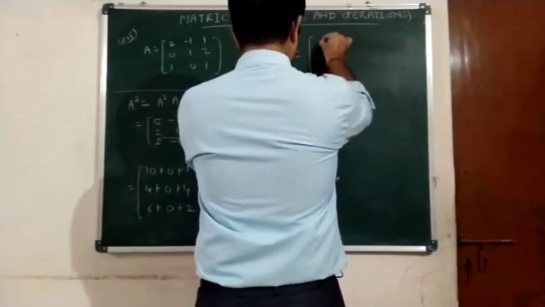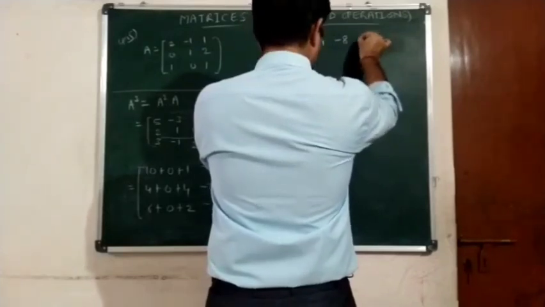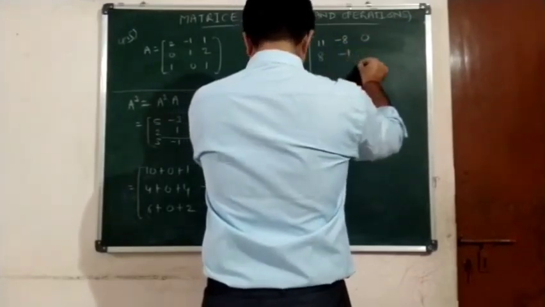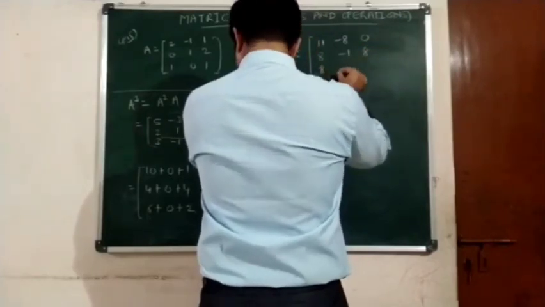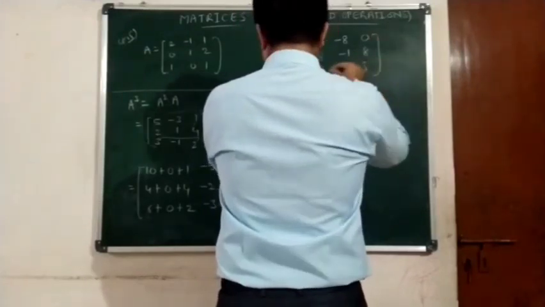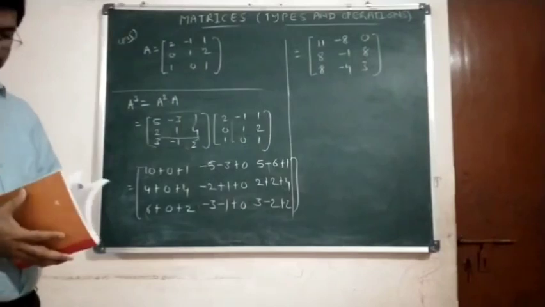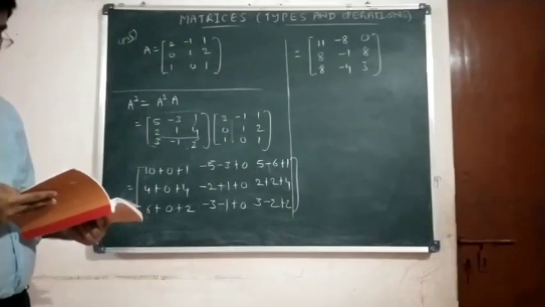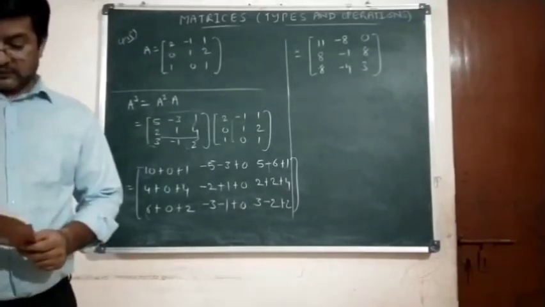Okay, so 10 plus 1 is 11, minus 1, 0, minus 1, 8, 6 plus 2 is 8, minus 4 and 3. So this is A cube. Clear? Please note down. Okay, so question number 15 is done.